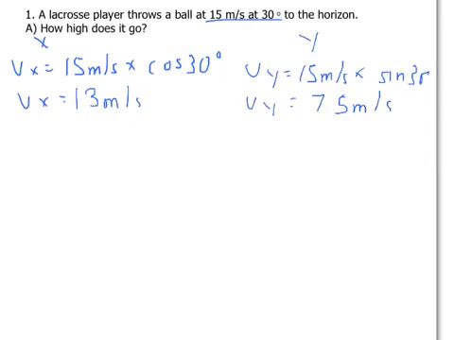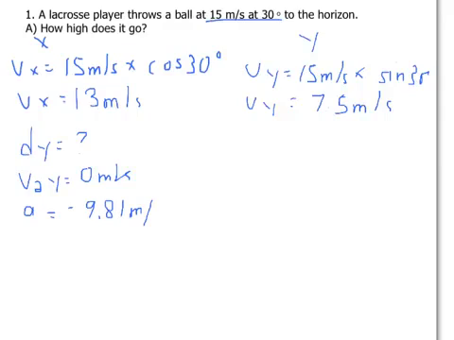Now the question asks us for how high does it go? How high is really another way of saying what is the vertical displacement. So we need to find dy. And we also know at the maximum height, the velocity of the ball, in the y direction at least, will be 0 meters per second. And because this is in the y direction, we have acceleration due to gravity, and that is negative 9.81 meters per second squared.